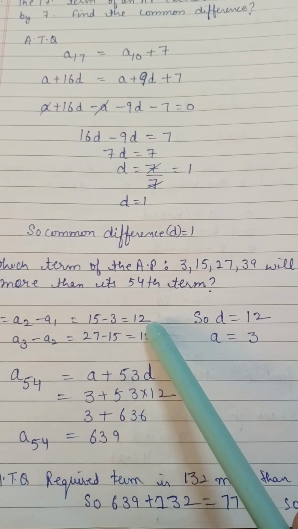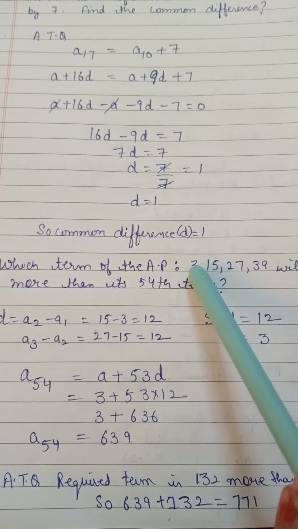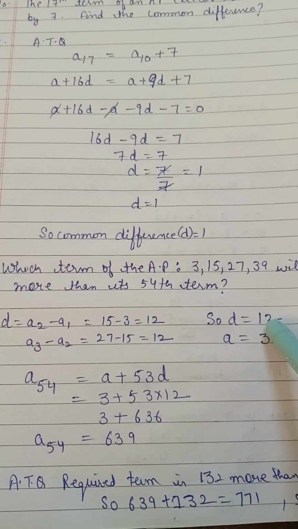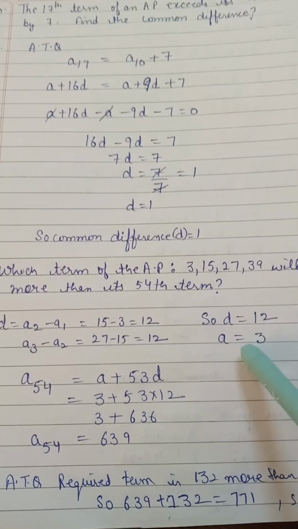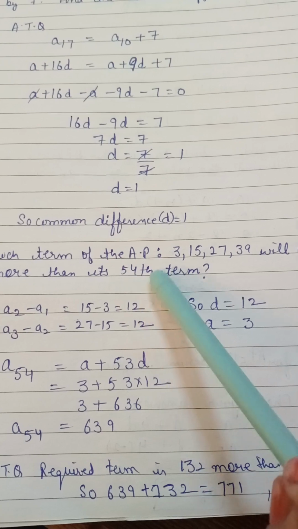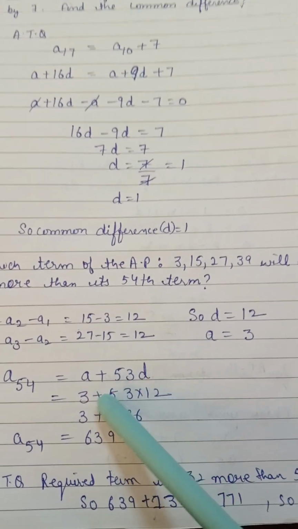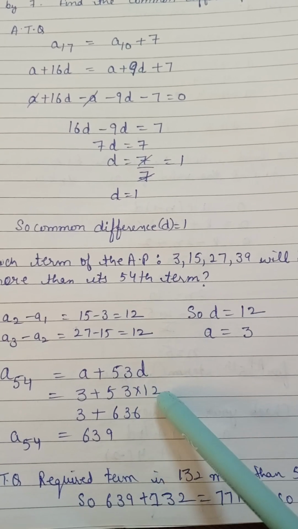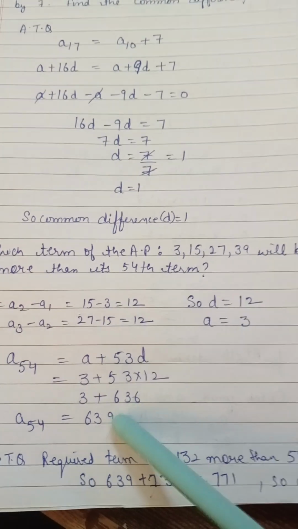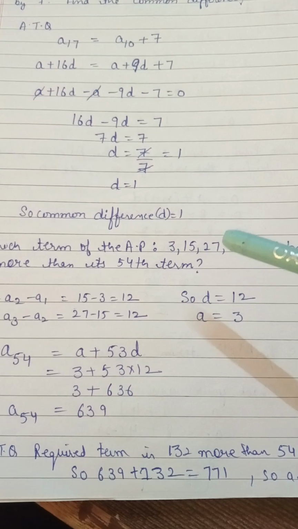How will we do this question? We know that we can find the value of d from here, a2 minus a1 and a3 minus a2, the common difference 12 here, so d is equal to 12, right? So a is equal to 3, a is the first term, and we have to find the value of a54. a54 is equal to a plus 53d, that is 53 multiplied by 12, because d is 12, so a54 is 639. Now they said that to this 54th term we have to add 132.